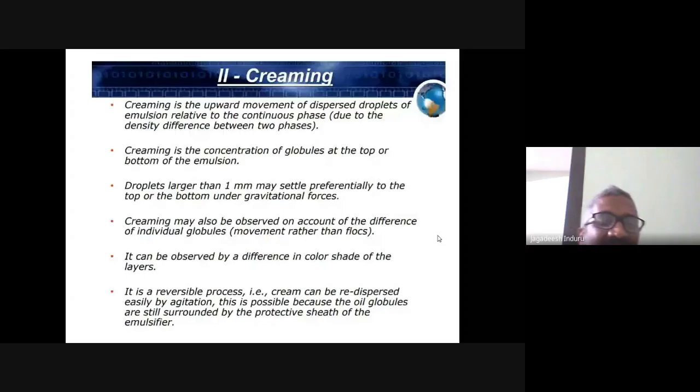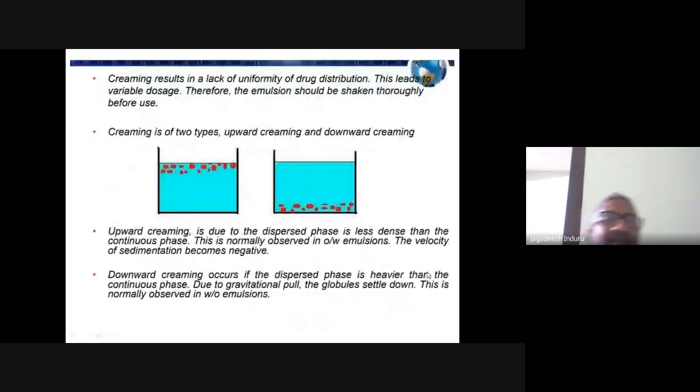Droplets larger than 1 mm may settle preferably to the top or the bottom, depending upon the density of the oil present. Creaming may also be observed on account of the movement of collective globules rather than individual globules. In the flasks, they are collective globules. It can be observed by the differences in the colors and shapes of the layers, and it can be seen visibly also. Both flocculation and creaming are reversible processes. Because of the protective sheath, they will not form coalesced globules.